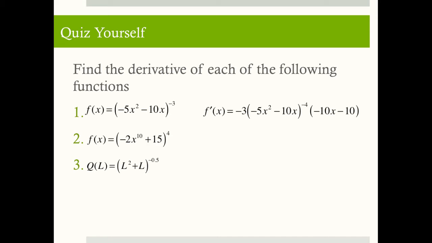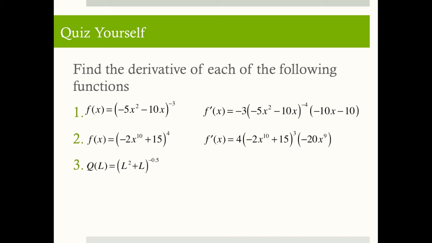If f of x is equal to (negative 2x to the 10th plus 15) all to the fourth, then the derivative of f of x is equal to 4 times that inner function, negative 2x to the 10th plus 15, all to the third, times the derivative of that inner function, negative 20x to the 9th.